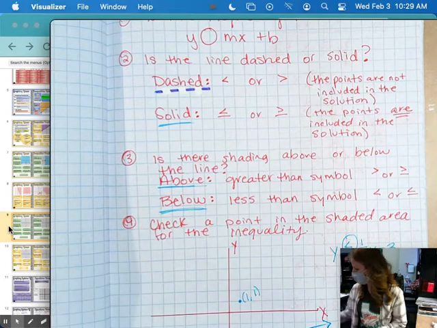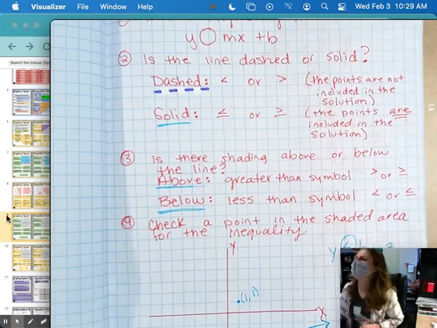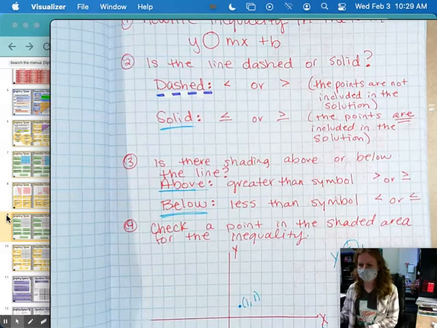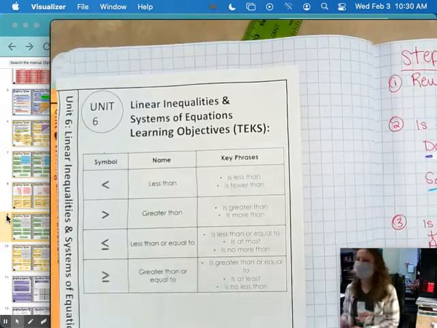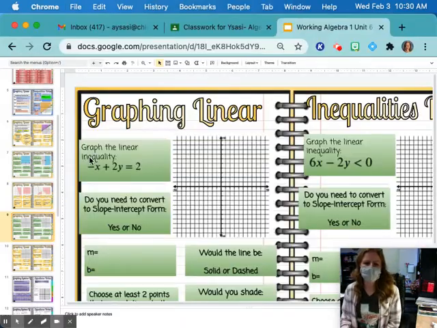So we are going to look at graphing, and then I'm also going to show you how to graph in the calculator. Okay, so let's look at this first one. Negative x plus 2y equals 7.